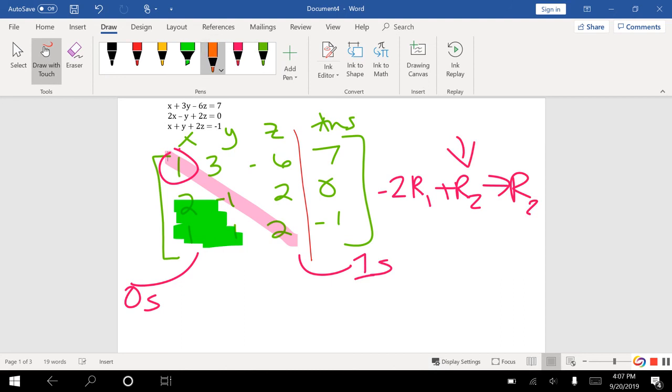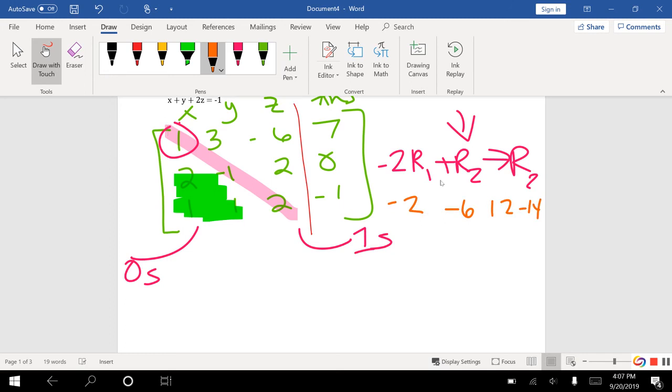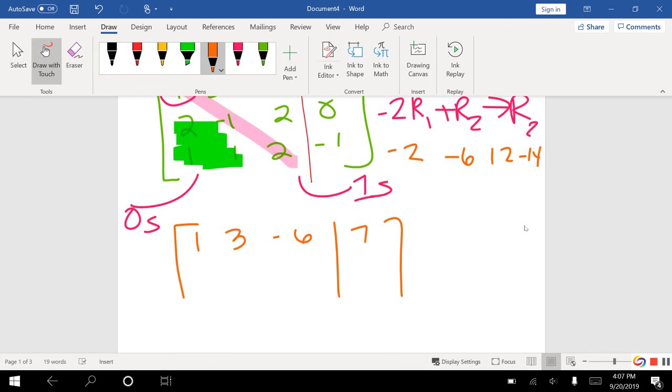And remember, this is always the row that gets replaced. So then I'm going to multiply through row 1 and I get negative 2, negative 6, 12, negative 14. But when I rewrite it down here, I'm going to leave row 1 as is. I'm not actually going to rewrite it that way, but I'm using that as my intermediary step. And then I'm going to add this. So 2 plus negative 2 is 0, which was my point. And then here I get a negative 7.